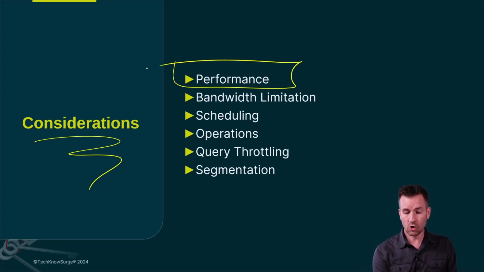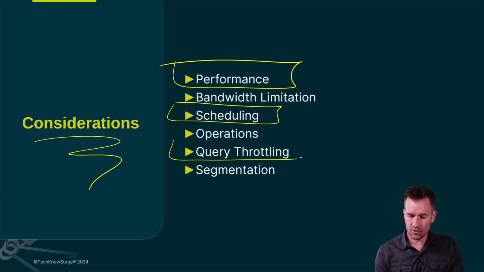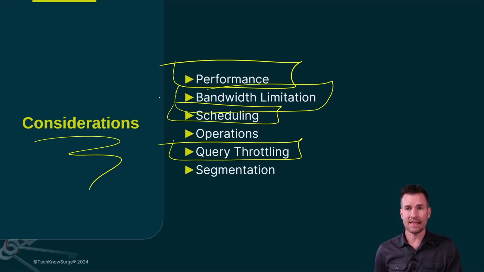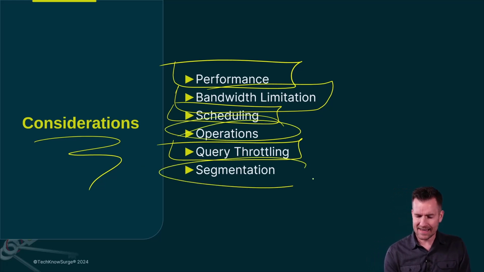The pen tester could affect performance, and that could be a concern. So maybe there's some sort of scheduling, like they do it off hours when your users are not online, or perhaps they need to do some sort of query throttling or limit how much bandwidth they have, or maybe there are just some operational considerations, or maybe an example with segmentation.